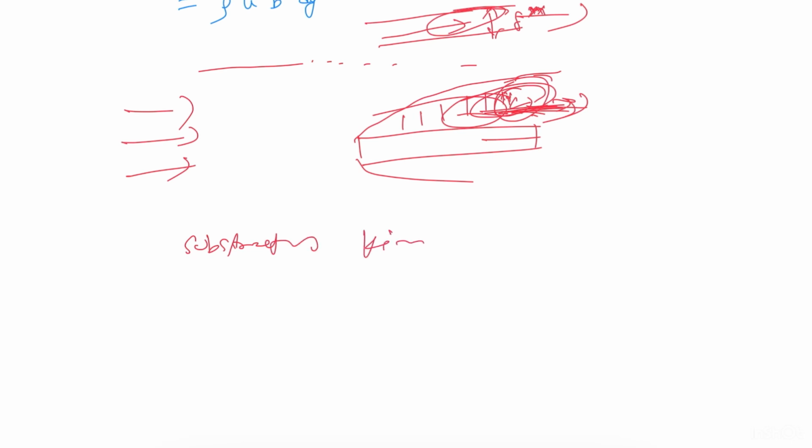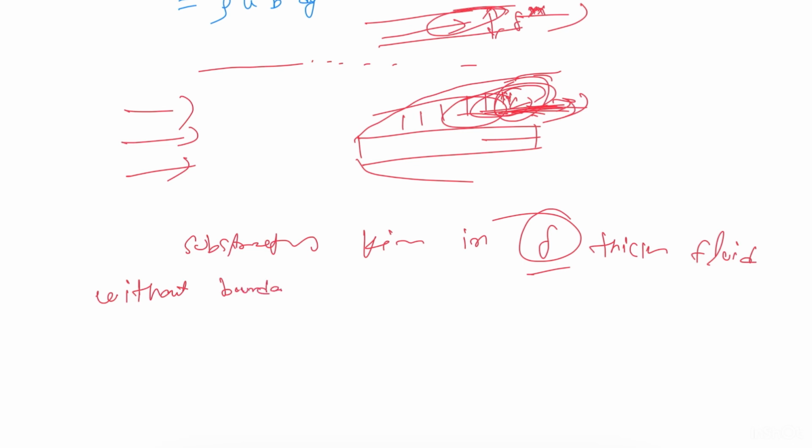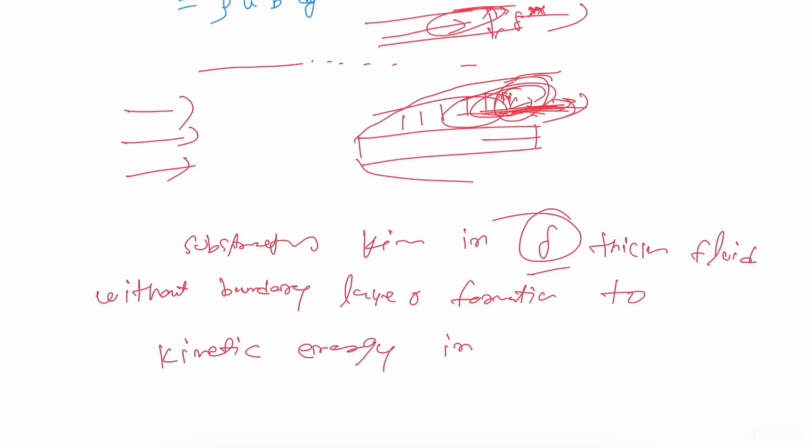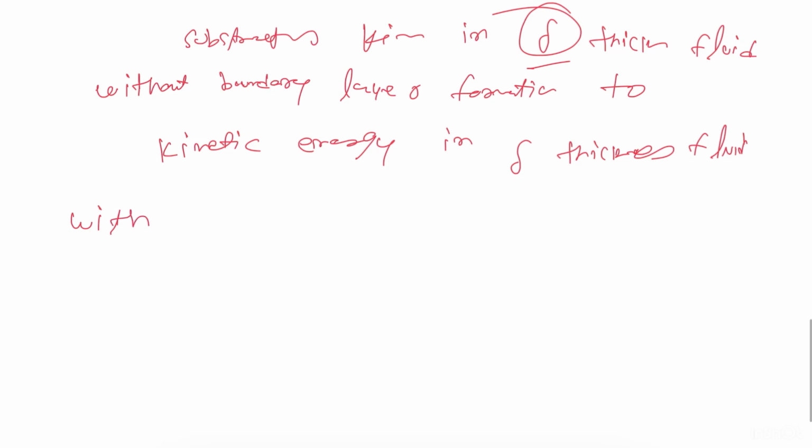the kinetic energy in delta thickness, that means boundary layer thickness, of fluid without boundary layer formation, from the kinetic energy in delta thickness of fluid with boundary layer formation.